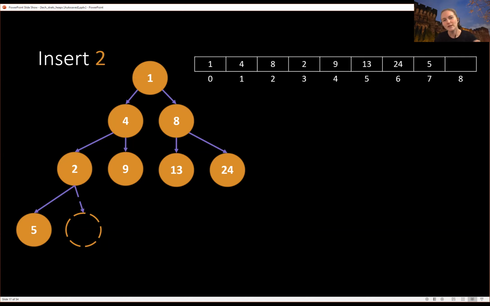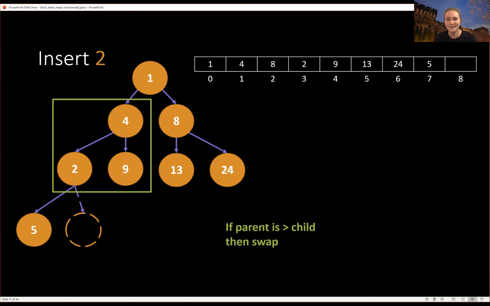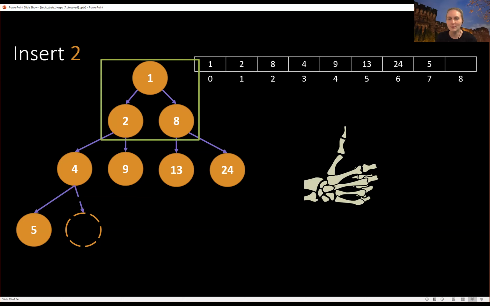Great. We have another problem where this doesn't meet the heap property either, but we just keep swapping upwards until we meet the heap property. So we take 4 and 2 and we swap again and we're good. We now meet the heap property all the way up to the root.